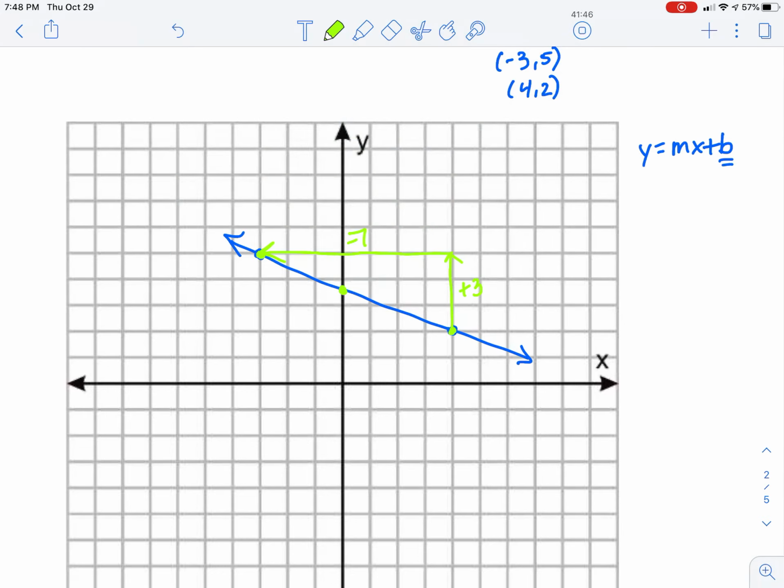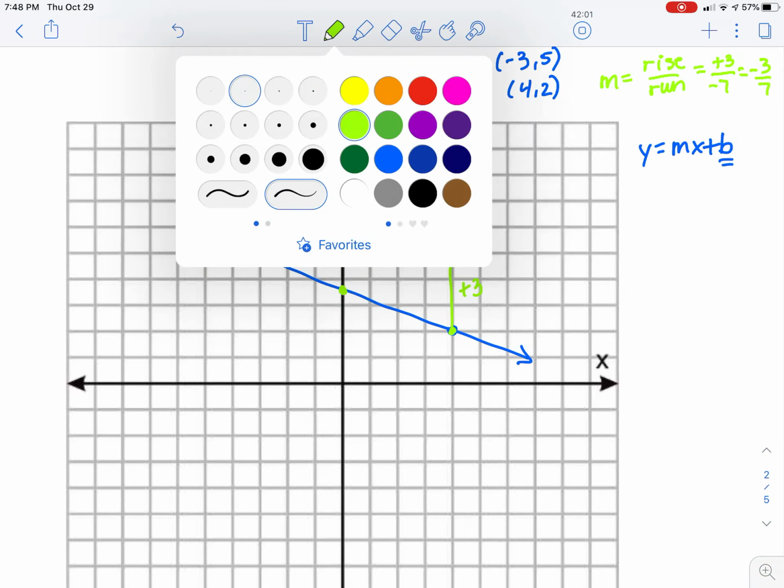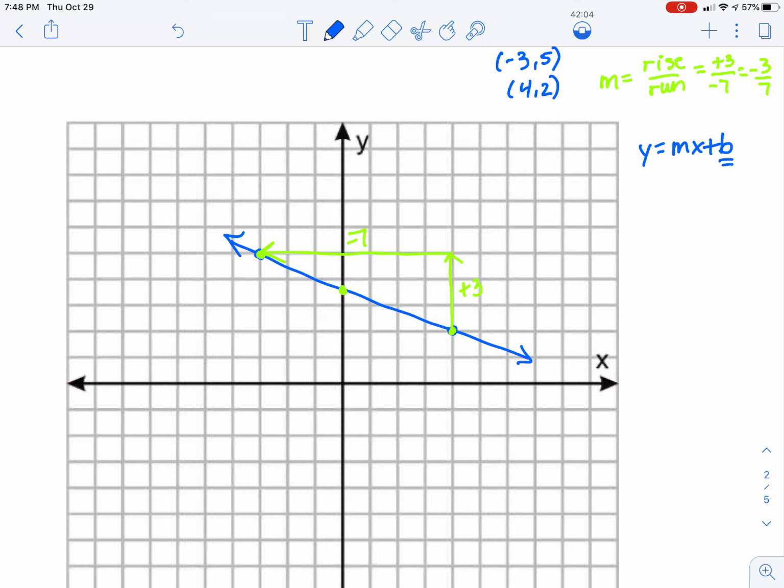So my slope, I'm going to write it right up here, is, remember, it's rise over run. So I rose up a positive 3 and I ran negative 7. So the slope is negative 3/7. So let's fill that part in. So we have, for the slope, negative 3/7. Now, I'm not going to fill in the rest of that at the moment because what we need to do is figure out what b is.